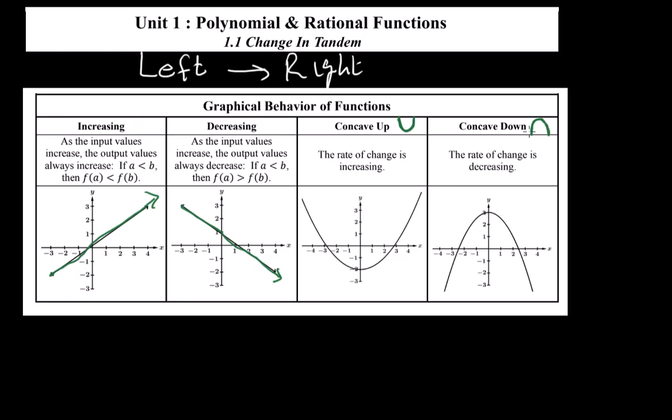Any way that you can remember it, just remember that if your graph is looking upward, then it's concave up. If the graph is looking downward, the top is the maximum. We'll learn later on what maximum and minimum are, but for now just know upward and downward.